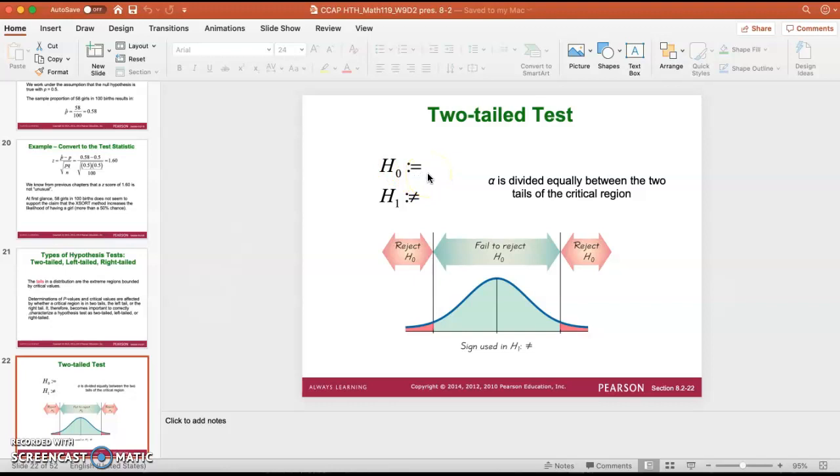So basically, in a two-tailed test, we still always have some form of equality in the null hypothesis. Like with the XOR method, for example, p equals 0.5, then say we just wanted to say that the XOR method was different, not necessarily that it's better or worse, just that it's different. We could use not equal to.